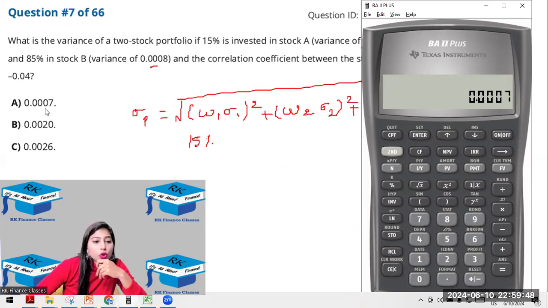0.0007. That's option A. Why I'm not taking square root of this thing? अगर मैं इसका square root लूंगी तो मुझे standard deviation मिलेगा. Let's see. I'm storing this answer in memory number 9. अगर मैं इसका square root लेती हूँ so that option would be always there. So do not get confused. क्या पूछा है? They have asked variance. मतलब you don't need to take a square root.